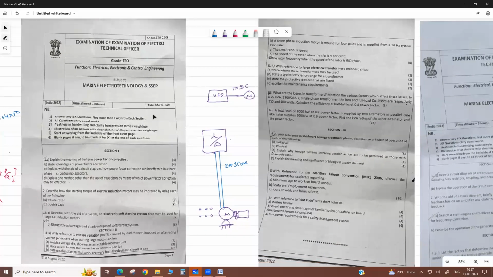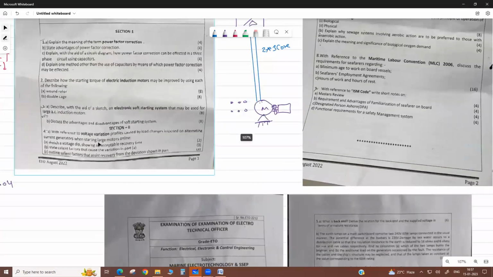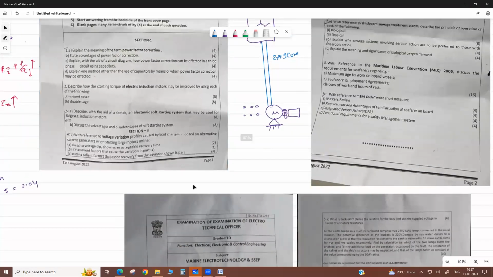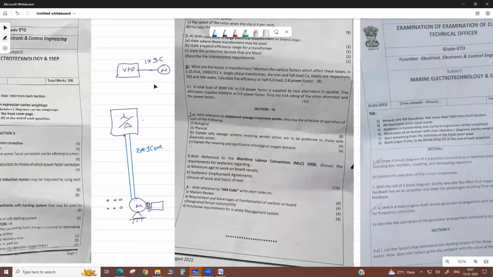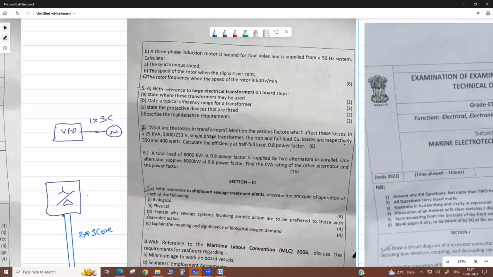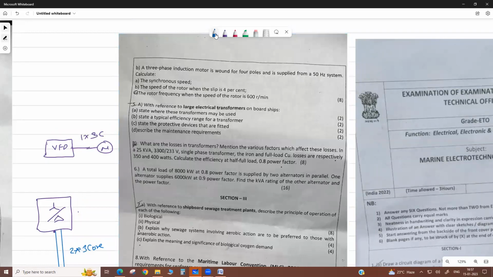Now this variation, I will share this voltage profile. Recovery. Now here are numericals. This we have already solved. What is the frequency at half load? Correct. Now transformer, this numerical. What is the synchronous speed? Rotor frequency when slip is 4%. Sorry, the rotor speed is 600 RPM.